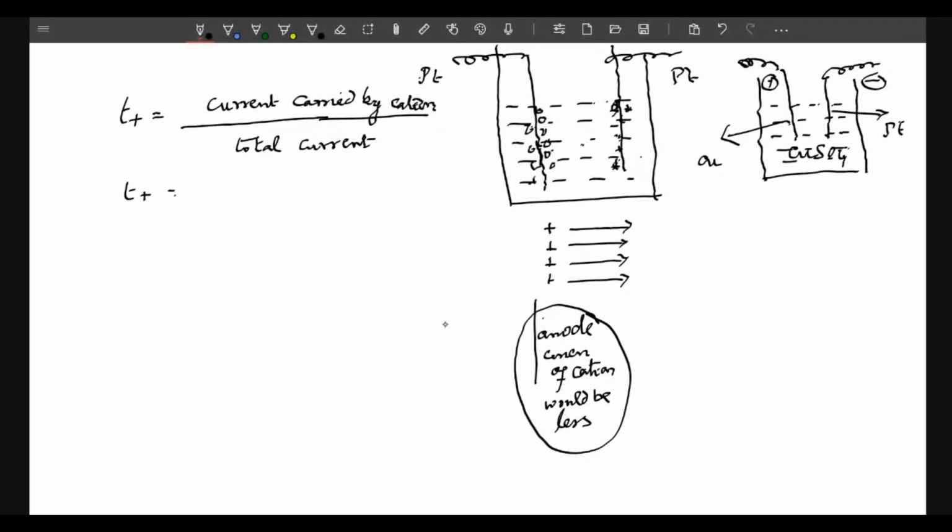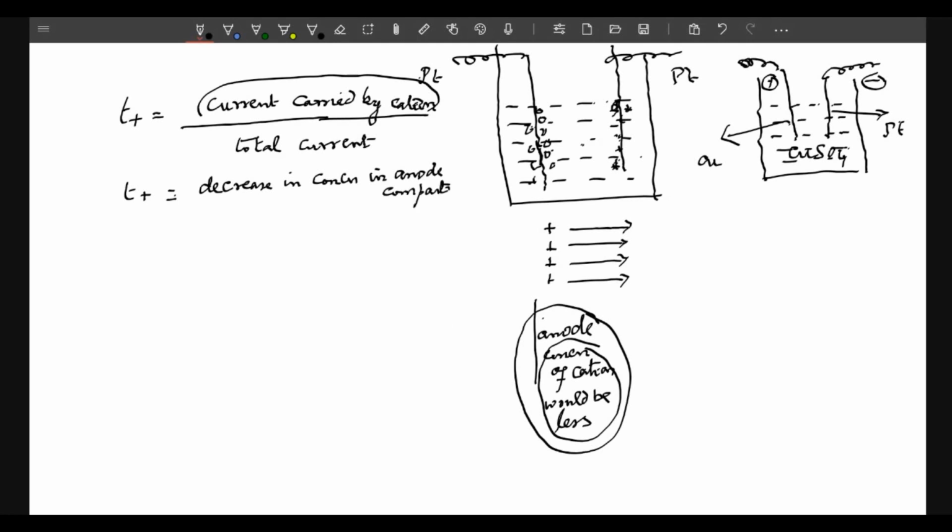That is equal to the concentration decrease around the anode. Therefore, the current carried by the cation is directly proportional to the decrease in the concentration in the anode compartment.